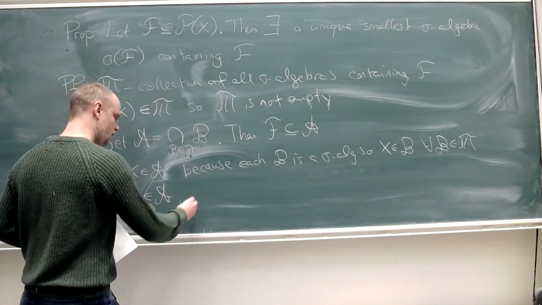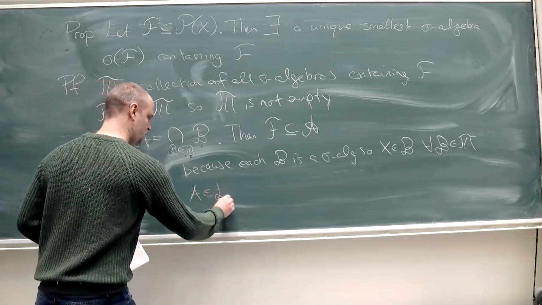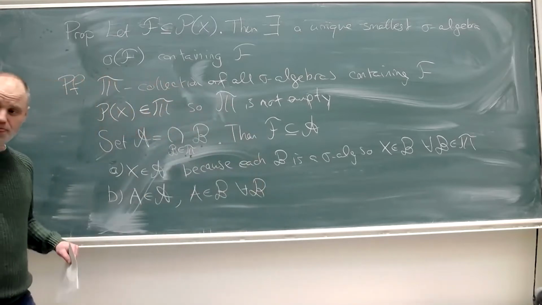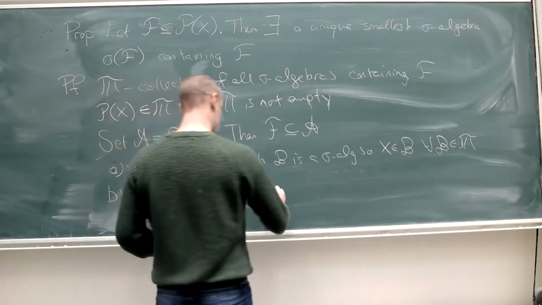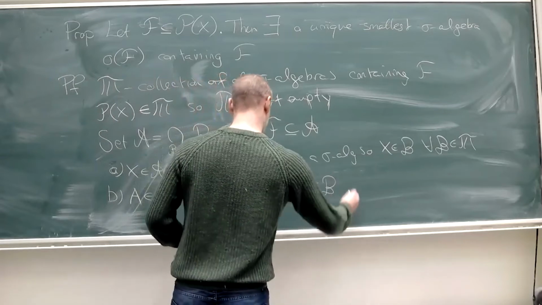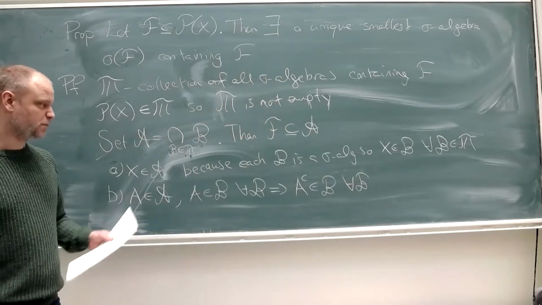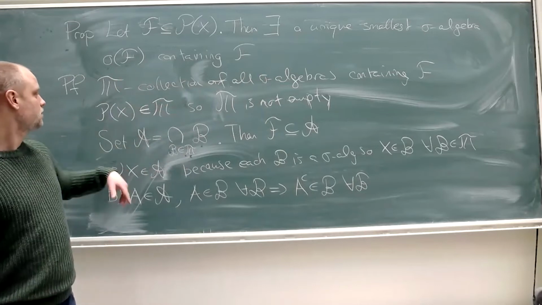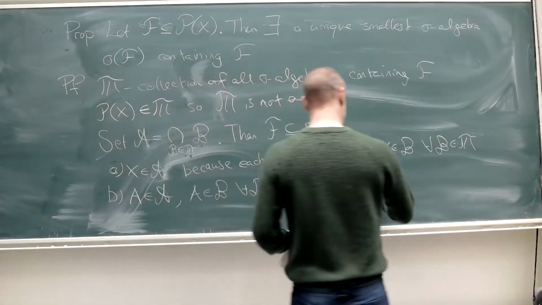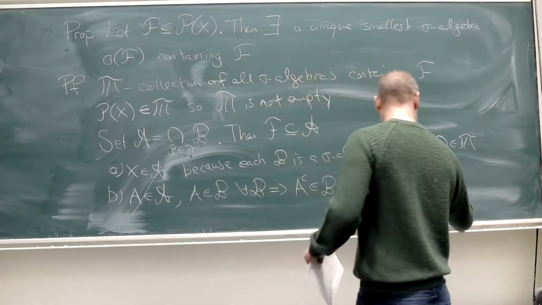If A is in curly A, it means that A is in B for all B that we consider, okay? And each B is a sigma algebra. This means that the complement will be in B for all B, and hence the complement is in all of the B's. It's also in the infinite intersection of all B's, which is what we have defined to be curly A. So it follows that the complement is in curly A, which was to be proven.